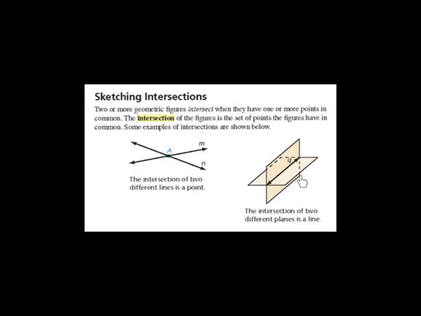Now if you look at this one, we have 2 planes. We have this lighter plane here and then this darker plane. Where they pass through each other would be line Q. So this is just an example of intersection. You need to know that term intersection. You need to be familiar with an intersection. It just means where 2 figures cross each other.